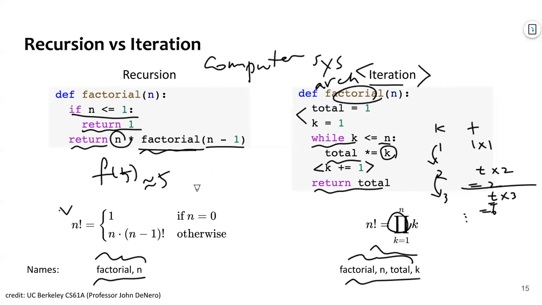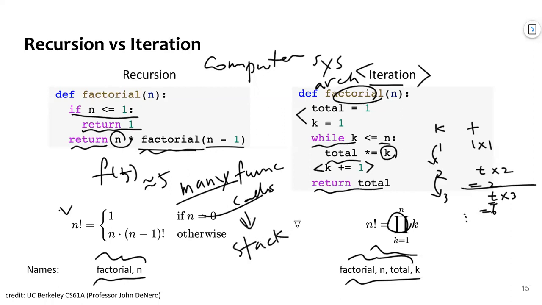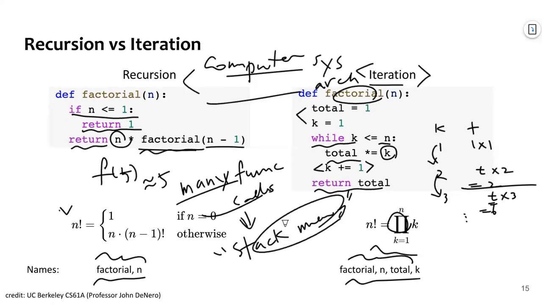So recursion involves many function calls. And when you call many functions, they affect a memory called stack memory. You are going to learn the concept of stack memory in the computer systems or computer architecture classes. So sometimes this might be problematic. So in general, people recommend iteration.